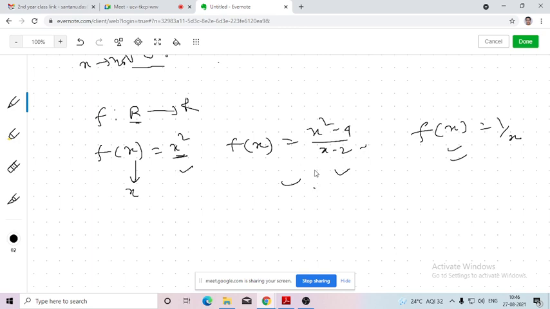But here, apart from x = 2, at all other values the function has a definition, and here apart from x = 0, at all other values the function has a definition. So if I want to keep this as intact as the domain, then these two will not be functions. Now what do we need to do?